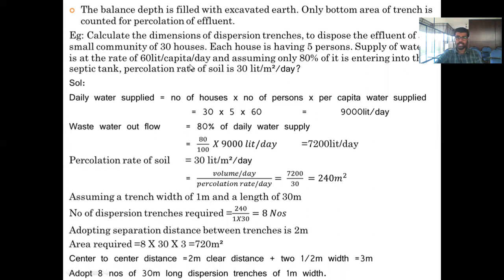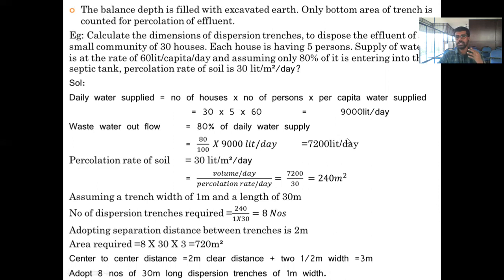So 60 liter is being used per person, and for 30 houses with 5 persons in each house, it is 30 into 5 into 60. So they are using 9,000 liter per day. That is the water demand. And we know that the wastewater outflow will be only 80% of the water that is being used. So 80% of 9,000 is 80 divided by 100 into 9,000, and you'll get 7,200 liter per day.